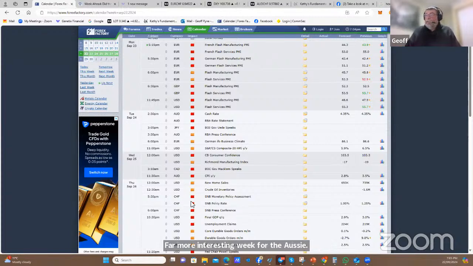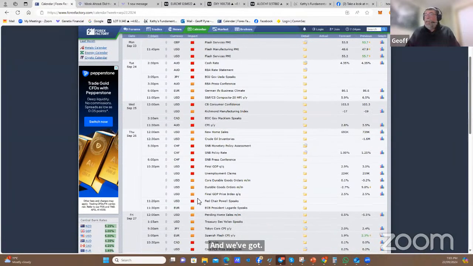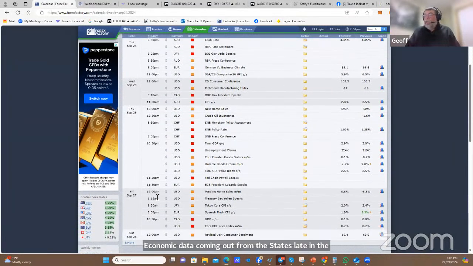Swissy have their monetary policy statement as well, and we've got economic data coming out from the States late in the week. And of course, Powell will speak on Thursday. Not sure what he can say more than what was said last week, but there you go, it could turn the market. And we've got the economic situation coming out in Canada as well.